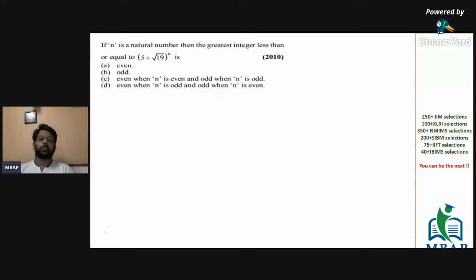Now solve this question, which is a 2010 question, which you can see on the screen. It is a CAT 2010 question. It says if n is a natural number, I repeat, if n is a natural number, then the greatest integer less than or equal to 5 plus root 19 raised to n is what? That is the question that we have got.